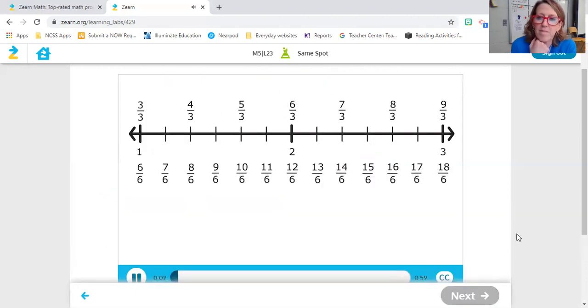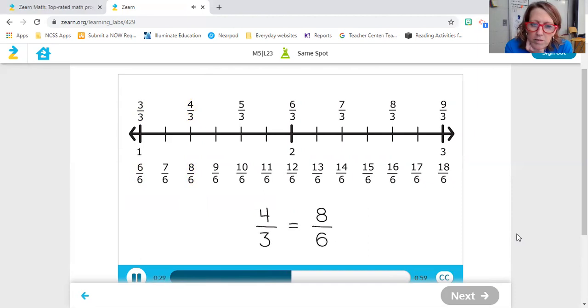What do you notice about thirds and sixths on the number line? I noticed that some fractions share the same spot on the number line. 3 thirds and 6 sixths are in the same spot on the number line, so they must be equivalent. Yeah, the number line helps me to see when 2 fractions are equal to each other. I noticed that 4 thirds and 8 sixths share the same spot. So that's another example of 2 fractions that are equivalent.